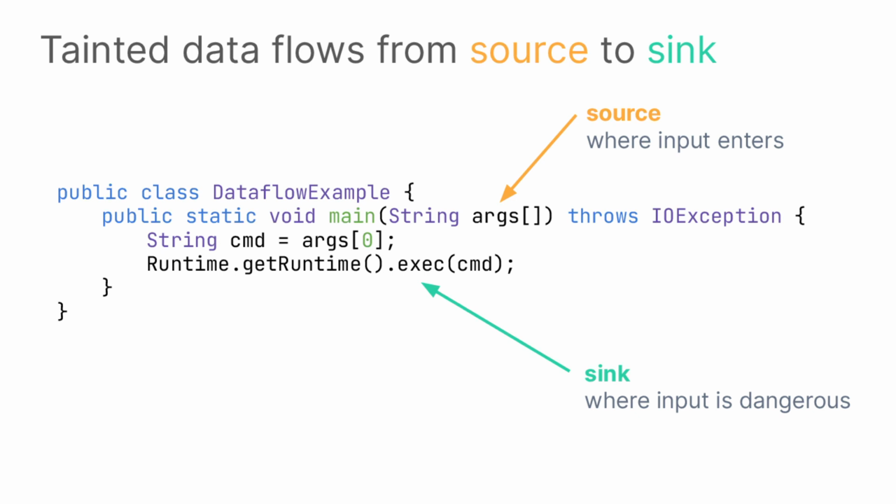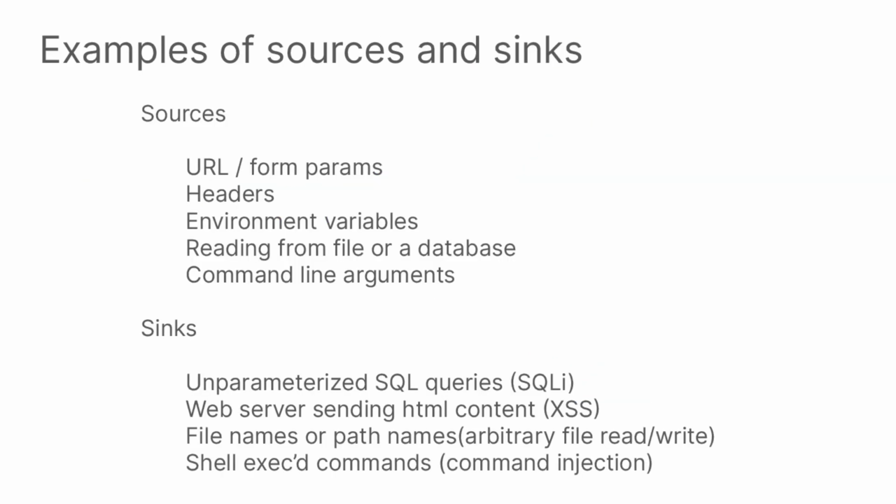So in this example, we have a taint source where user input enters. This is actually the string args because it's a command line parameter, I guess. And the sink in this case is the exec. So those are some examples of source and sink. We have some more for inspiration if you want to write your own rules.